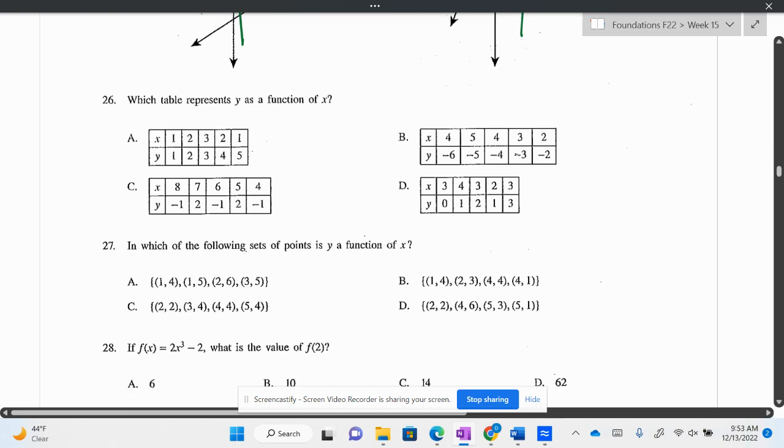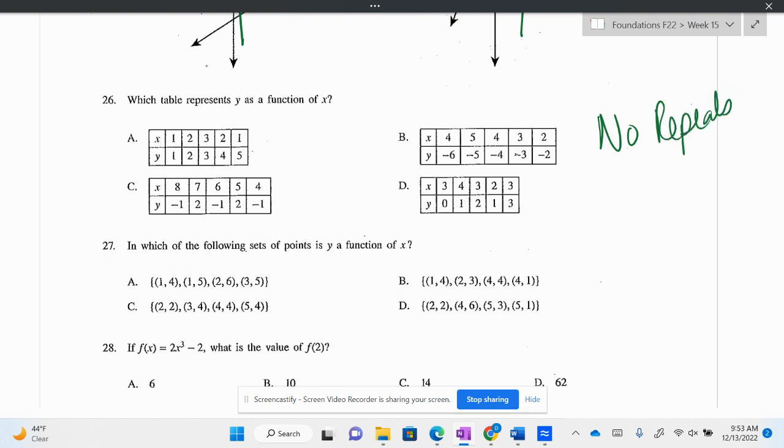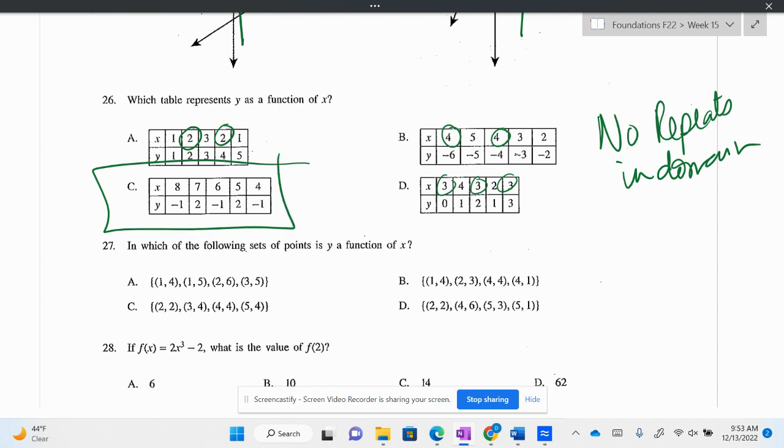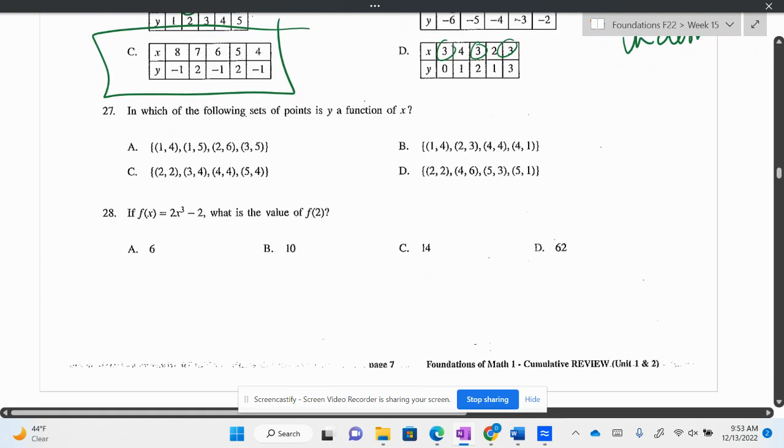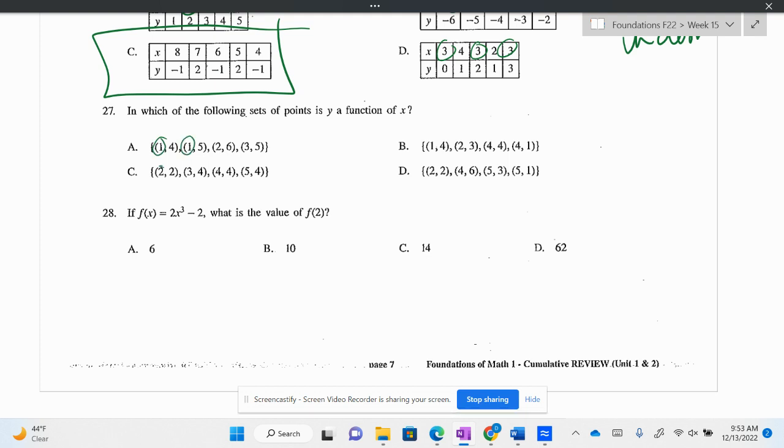Table that represents a function. So remember, you can have no repeats in the domain. This has repeats in the domain, repeats in the domain, repeats in the domain. This is the only one that can be a function. Let's look at the domain again. No repeats in the x's. Repeats in the x, repeats in the x. So this is the only one that can be a function.